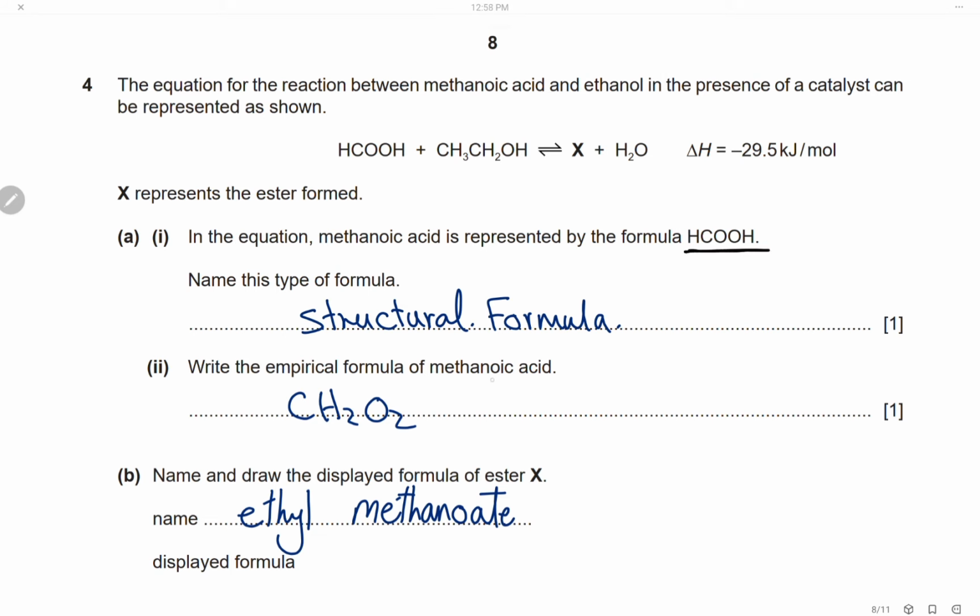Write the empirical formula for methanoic acid. To write the empirical formula, first we have to write the molecular formula, which is the total number of each type of atom present in the formula. So we have 1 carbon, 2 hydrogens, and 2 oxygens. This formula cannot be simplified any more, so the empirical formula is the same as the molecular formula. It will be CH2O2.